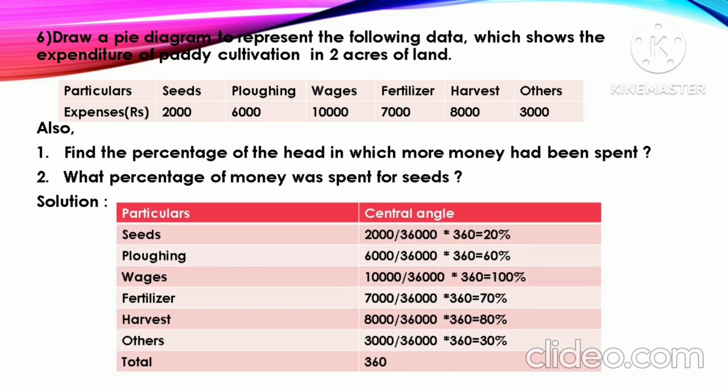First, we can draw the table: particulars and central angle. For central angle, the formula is value of the component by total into 360. So for seeds, the value of the component is 2000. The total is 36,000, into 360. In this way, you can calculate for the remaining.